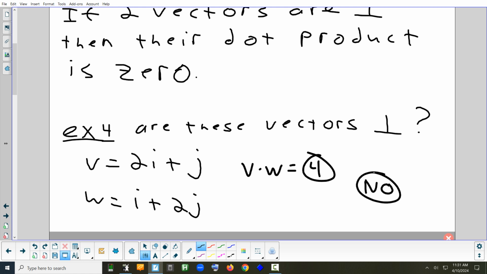Okay, so that's orthogonal. The other case we said about was 0-degree angle and 180-degree angle. What do you think the vectors would be if they met at a 0-degree angle? Parallel? How about 180?